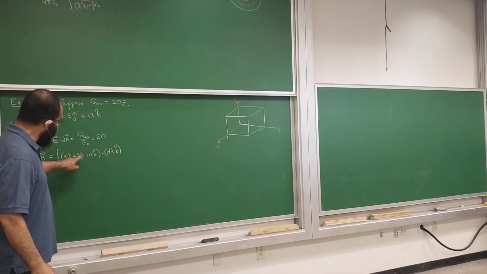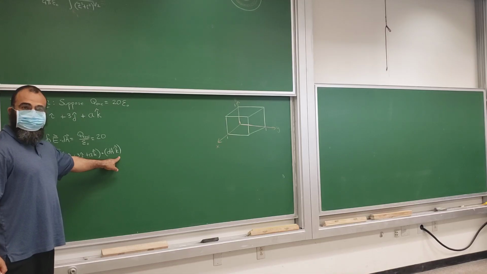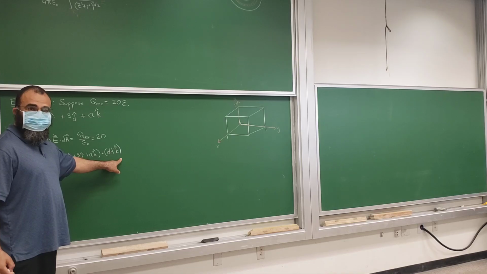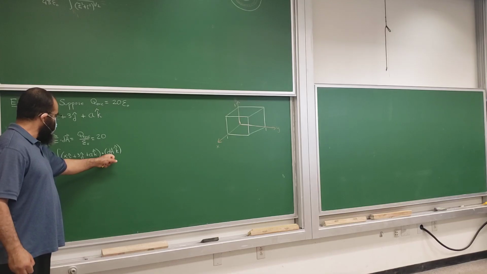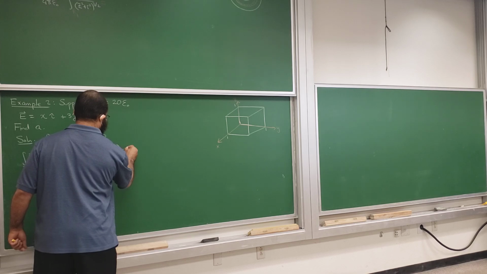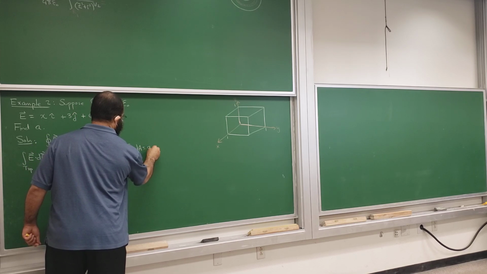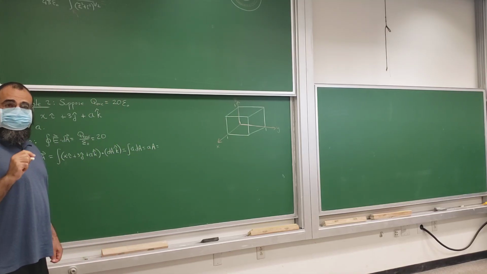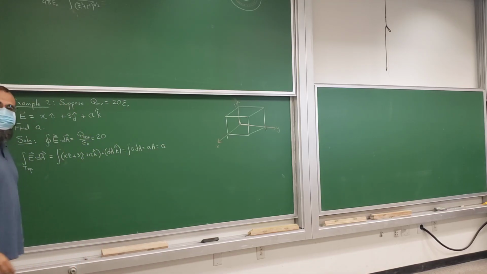So what's the dot product of i hat dot k hat? Zero, right? j hat dot k hat? Zero. k hat dot k hat? One. So this ends up being a times dA, little a times dA, and this is just a times the area. And what's the area? It's 1. Yeah, the area is just 1. So from the top, we just get a.